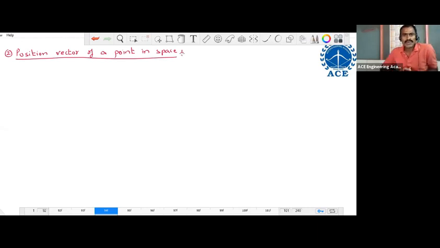This position vector of a point in space is required to express every position of a moving object. It is useful to express every position of any moving object as a vector only.